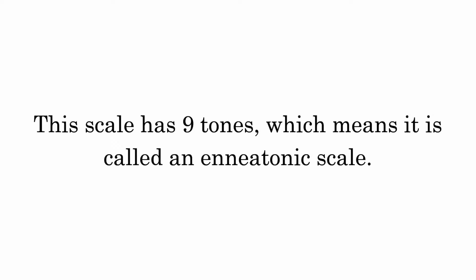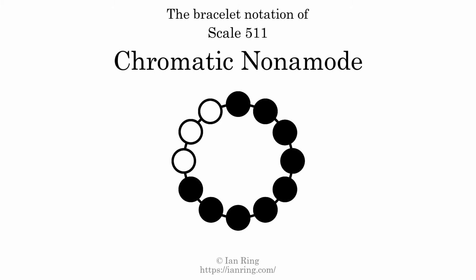This scale has 9 tones, which means it is called an enneatonic scale. This is a bracelet notation diagram of scale 511. The shaded circles represent tones that appear in the scale, and they are read clockwise, starting at the top.